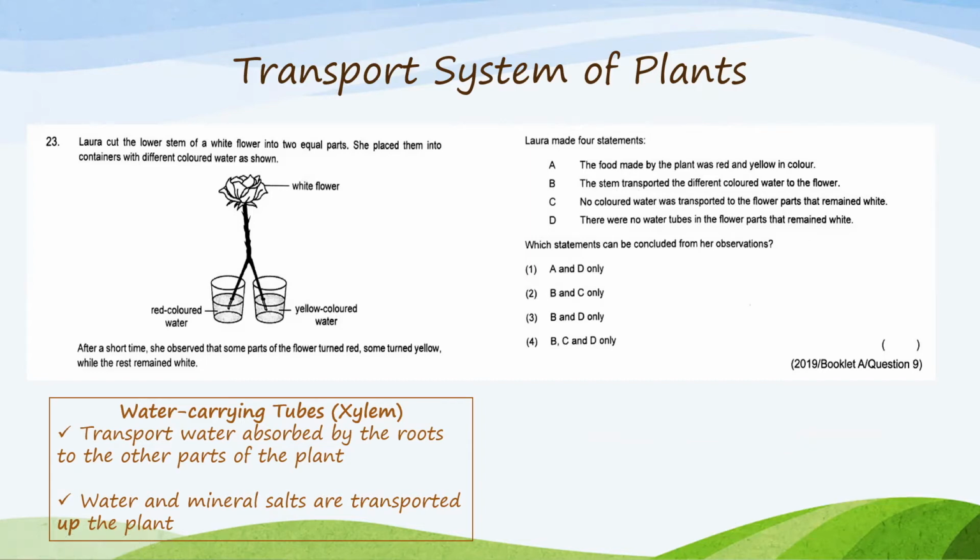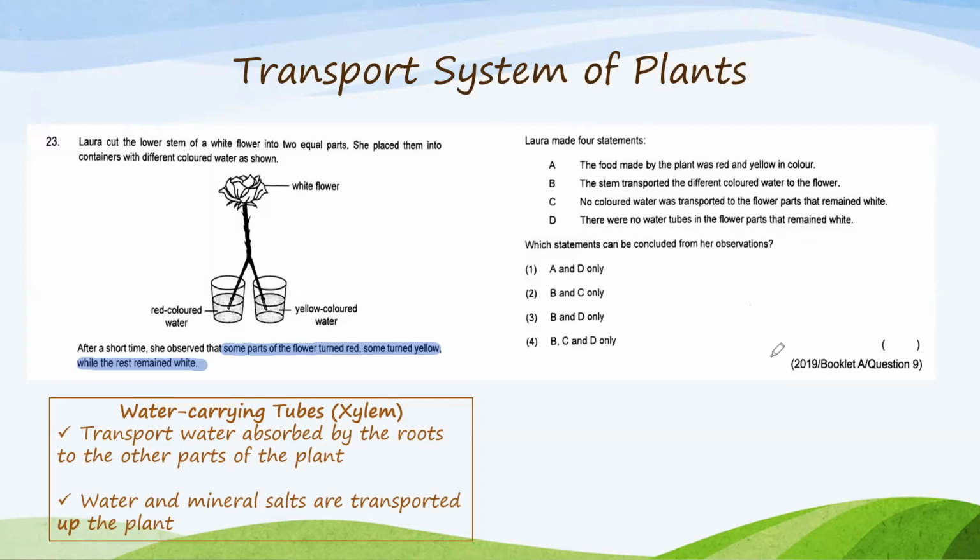No colored water was transported to the flower parts that remain white. Okay, so it says here, let me just highlight, that some parts of the flower turn red, some turn yellow, while the rest remain white. So that means that no colored water was transported to the flower parts that remain white. So that is right. Let's take a look at statement D. There were no water tubes in the flower parts that remain white. This is inconclusive. We can't say that there's no water tubes in the flower parts that remain white.